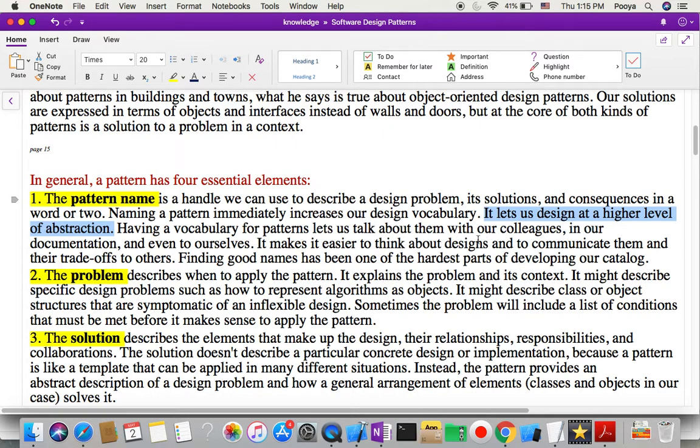This is exactly why it is important in an interview to have a good answer for design patterns, because they expect you to know at least the classic design patterns pretty well. In meetings, in stand-up meetings, or even in communication and documentation, when we say the name of a design pattern, for example singleton, bridge, prototype, command, and a lot more, just this name is going to explain everything. So when you know design patterns, you get this name and your mind is ready to go over it. It makes it easier to think about designs and communicate them and their trade-offs to others. Finding good names has been one of the hardest parts of developing our catalog.